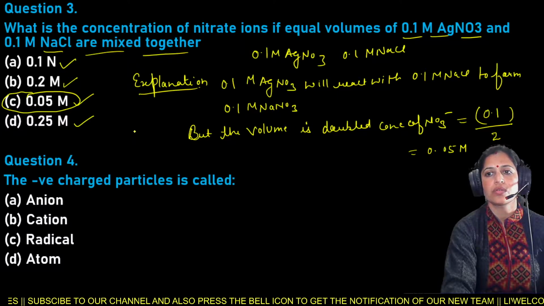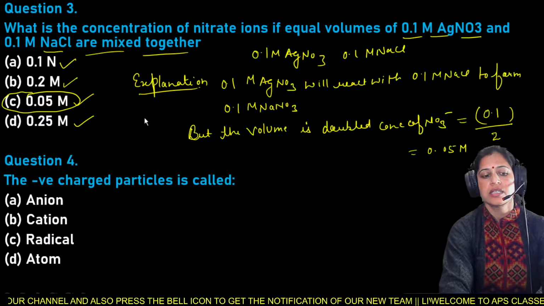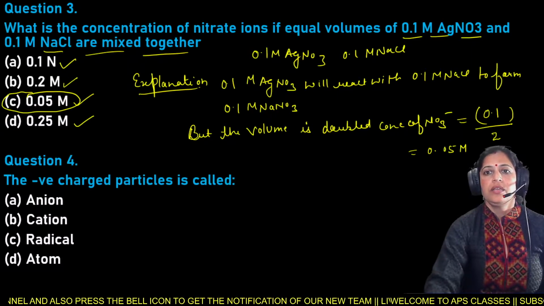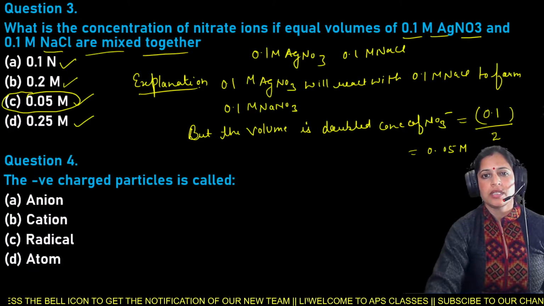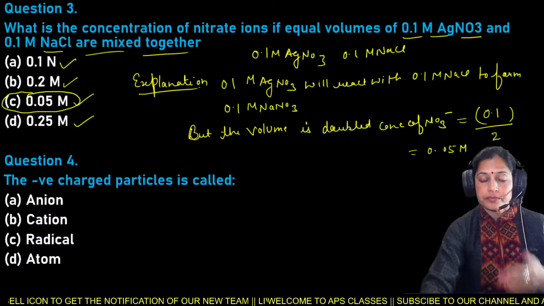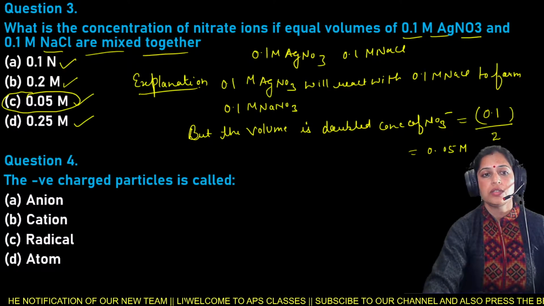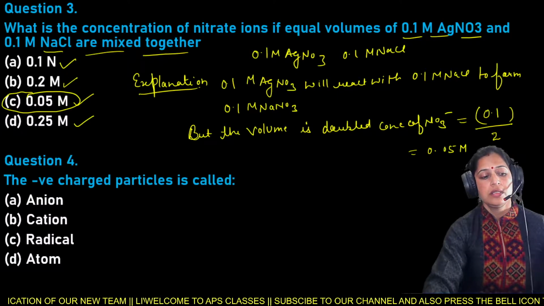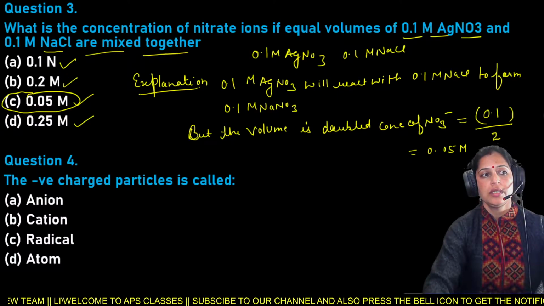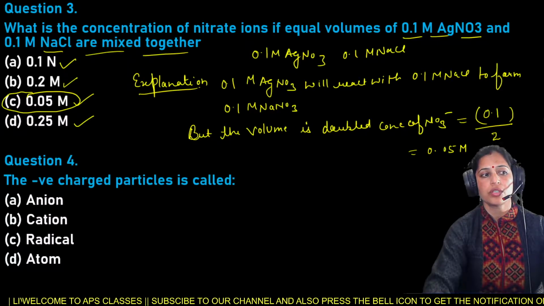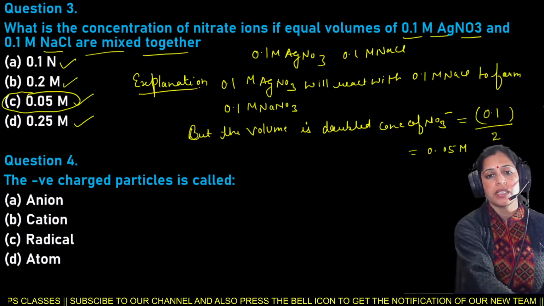So here it is your question number 3, that is the concentration of the nitrate ions if equal volumes of 0.1 mole AgNO3 and 0.1 mole NaCl are mixed together. So the answer comes out to be 0.05 mole. Next is your question number 4.